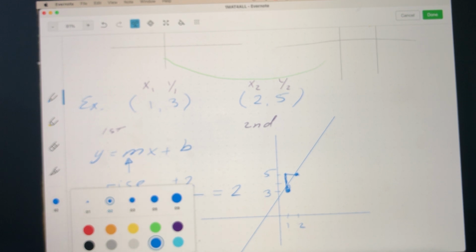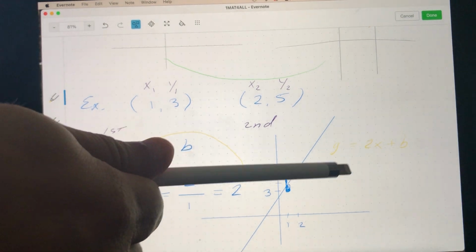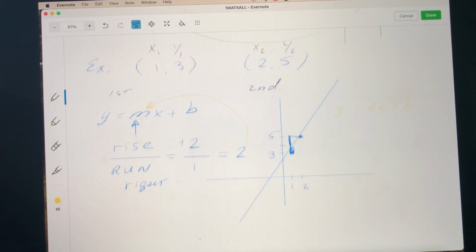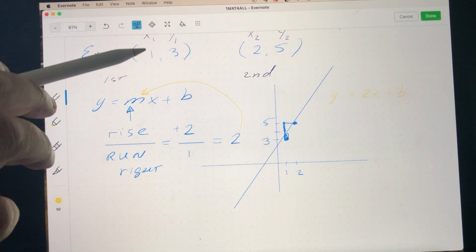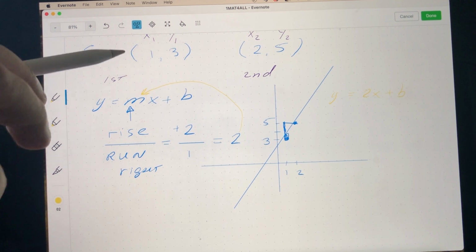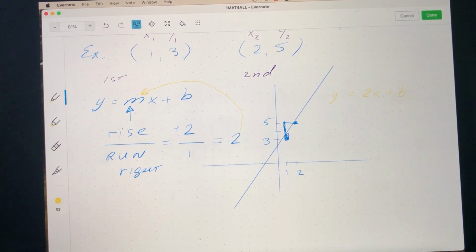And in my equation, I can already replace that information with the 2. So I now have y equals 2x plus b. All I need is the b. The b is the y-intercept, and to find it, all I need is 1 point, and I'm given 2 to begin with, so I can choose any one. Let's choose the first. The first point says that if x is 1, y should be 3.